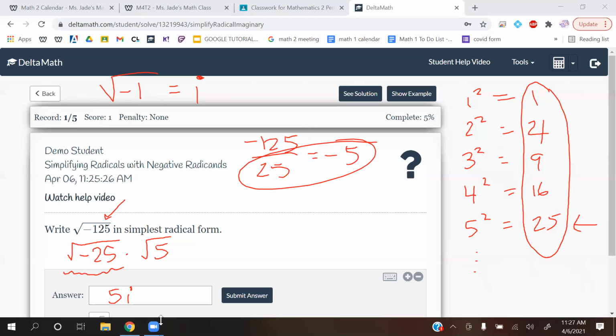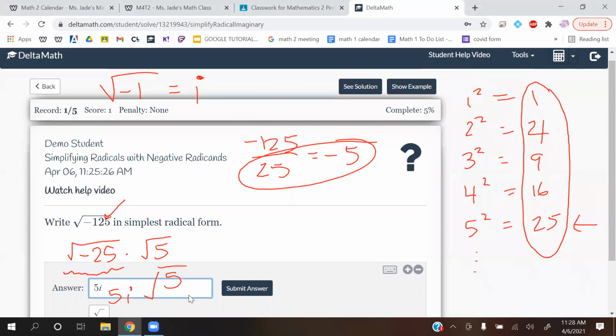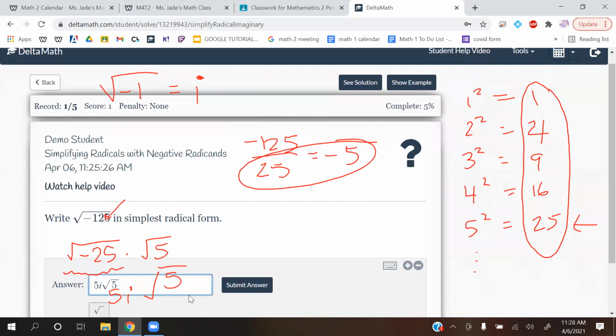So the square root of negative 25 gave us 5i, and this is multiplied by the square root of 5. Sorry, that was really ugly looking, but that is your final answer: 5i square root of 5. Are there any questions? Let's keep going. So I'm going to type in the answer, which is 5i square root of 5, and then submit. If you're wondering how to type i, I literally press i on my keyboard, okay?